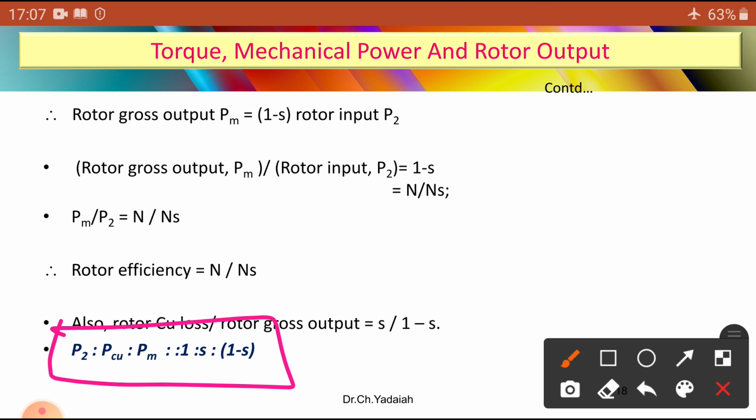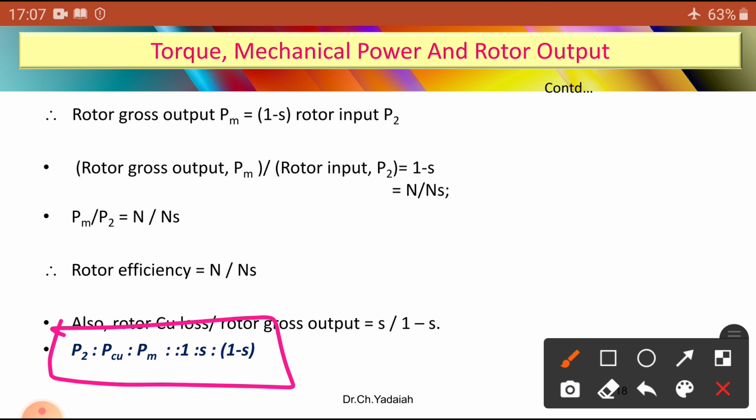So now you have some idea of the significant role of slip in an induction motor. If you know the slip, you can find what torque is developed in the rotor, what the copper losses in the rotor are, what the rotor input is, and everything can be calculated.